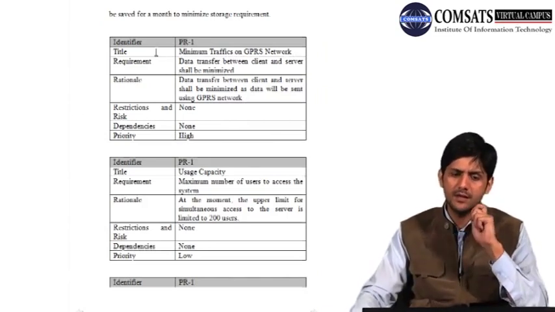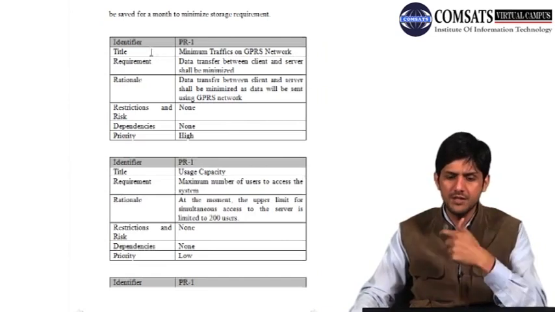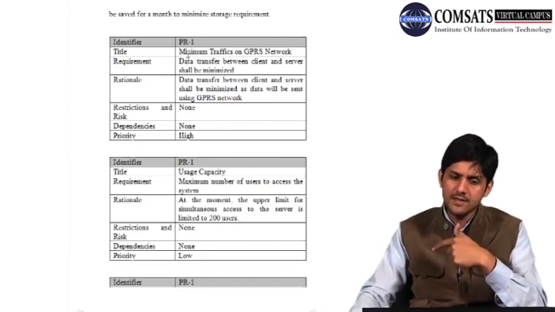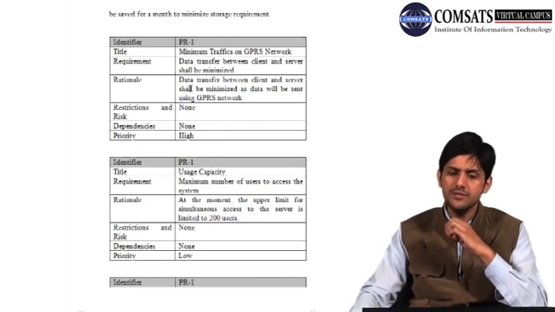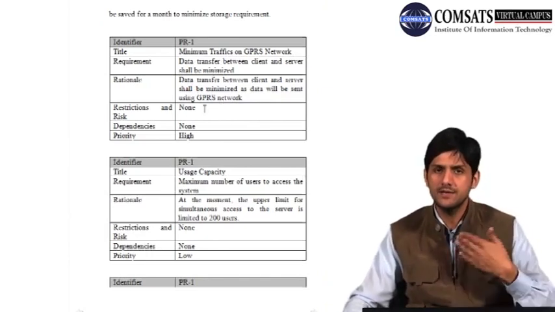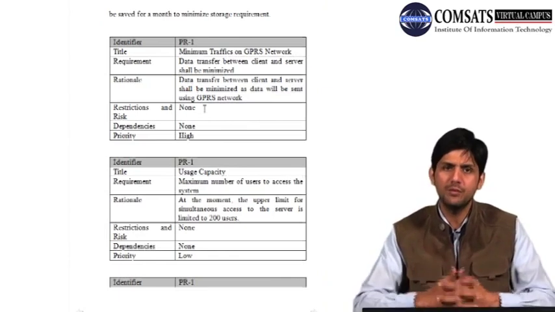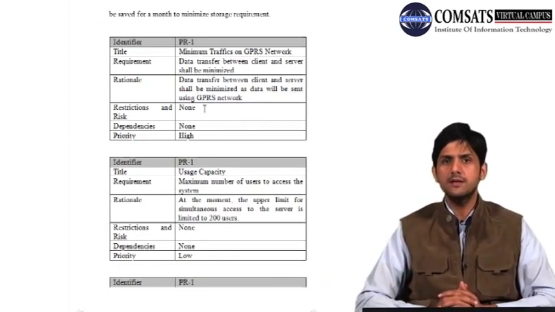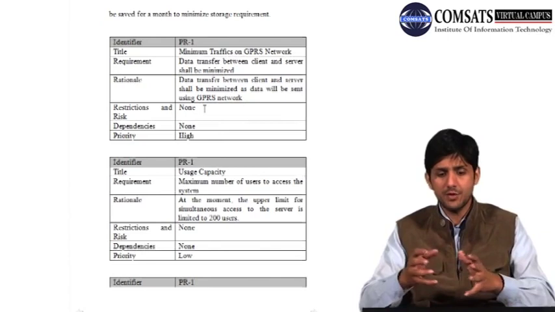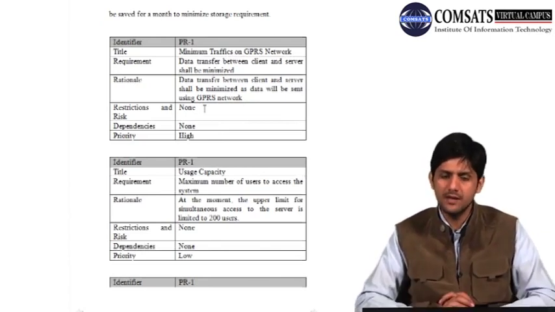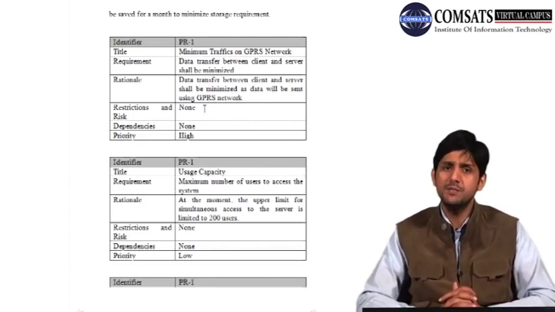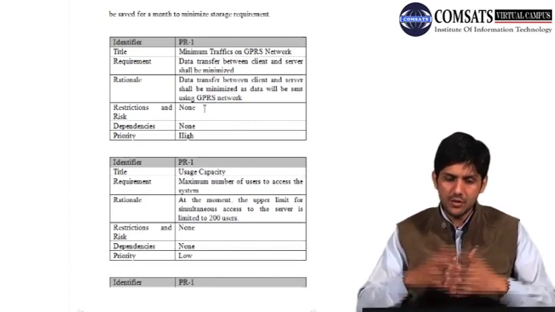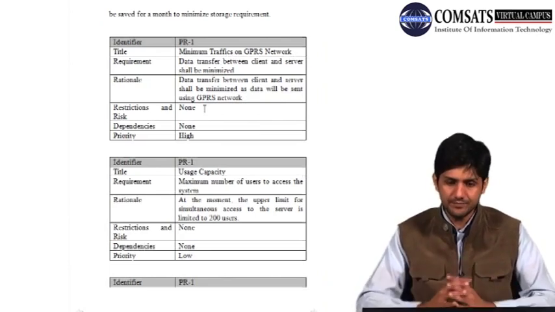So let's see how we express these requirements. The title of the first requirement is minimum traffic on the GPRS network, and the text says the data transfer between client and server shall be minimized. And the rationale is data transfer between client and server shall be minimized as data will be sent using GPRS network. And as we said, GPRS network is not the best mode of communication, because you should remember that a little while back when this project was done, 3G was not active in Pakistan, and we were only sending data through mobile phones over GPRS networks. So that was the limitation then.